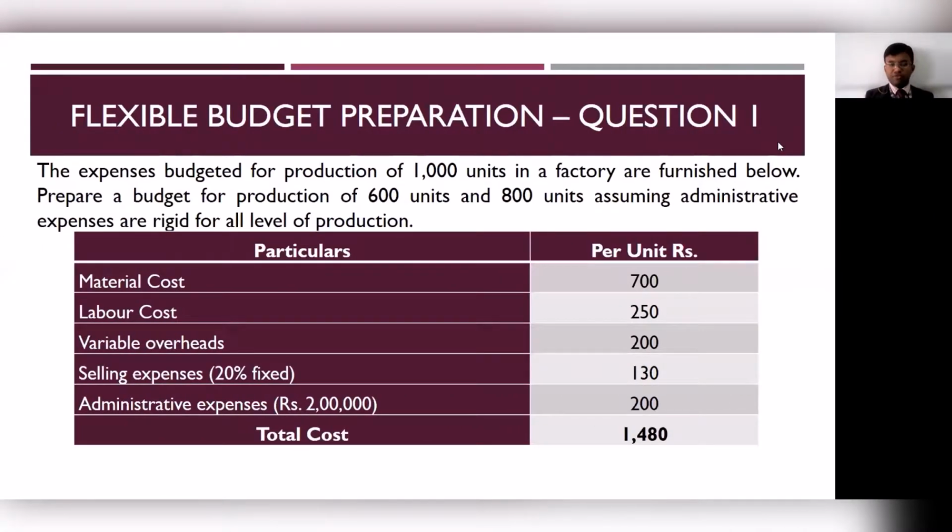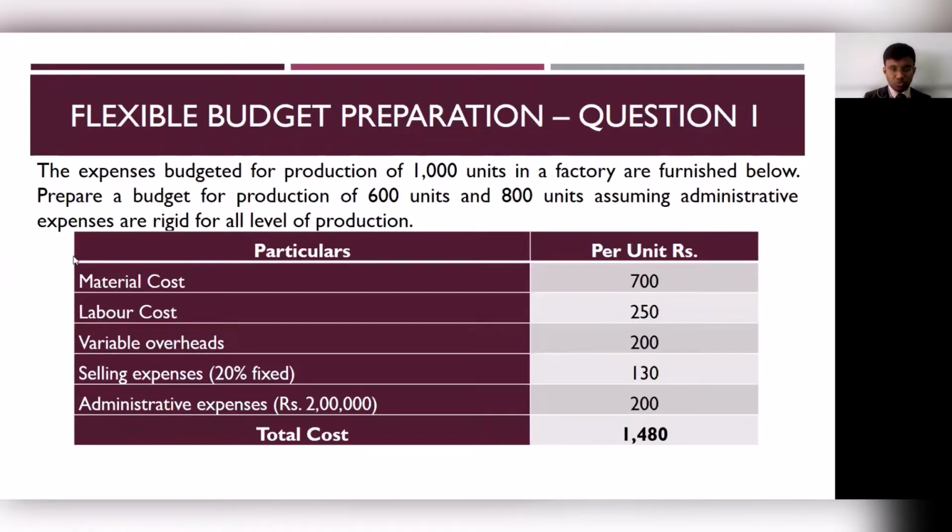In this session, we will be focusing on the preparation of flexible budget numericals. The first question that we will be looking at goes like this. The expenses budgeted for the production of 1000 units in a factory are furnished below. Prepare a budget for the production of 600 units and 800 units, assuming that administrative expenses are rigid for all levels of production. They have given us five costs: material cost, labor cost, variable cost, selling expenses, administrative expenses.